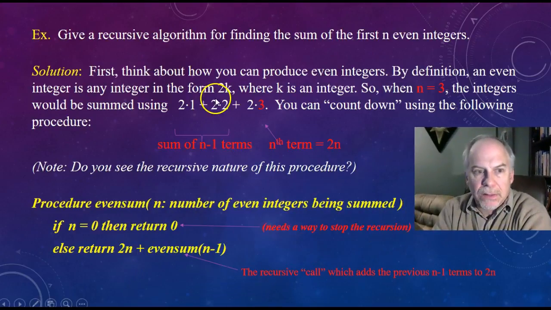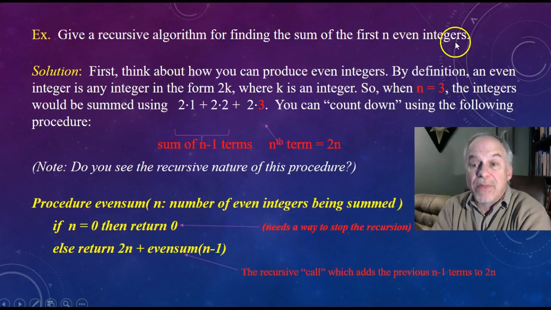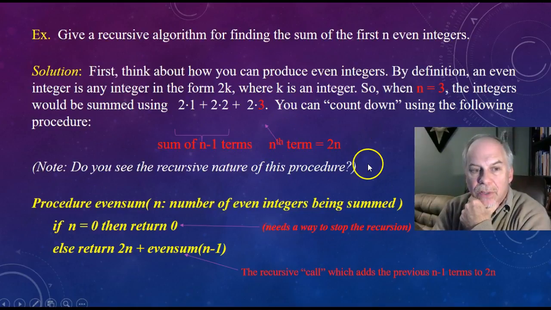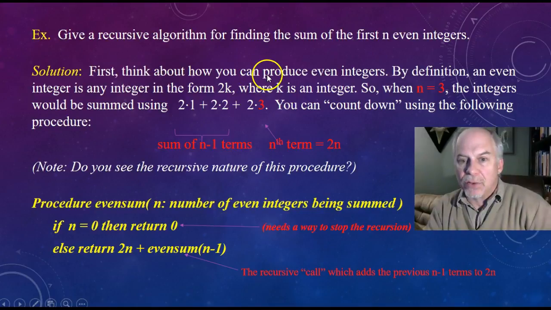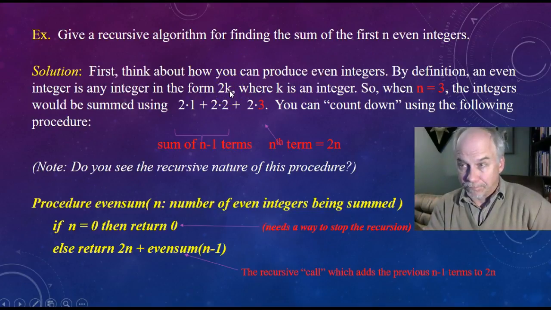Now, here's a recursive algorithm for finding the sum of the first n even integers. So this is a recursive type algorithm that you can create. Now, here's my thoughts about how you would create this. First, think about how you can produce even integers. You remember that even integers are always in the form of 2 times k, where k is an integer, right?